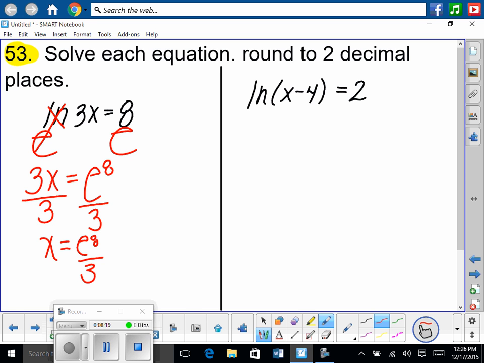So it says round to 2 decimal places. So I'm going to type it into my calculator: e to the 8th, and then I hit divided by 3. And I get 993.65. That's where I would round it correctly.